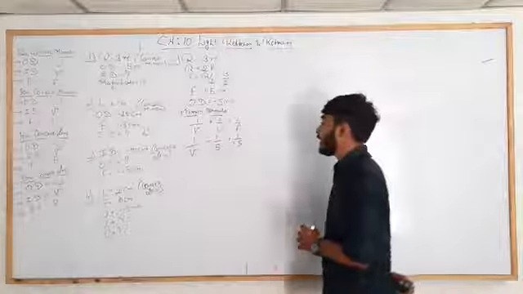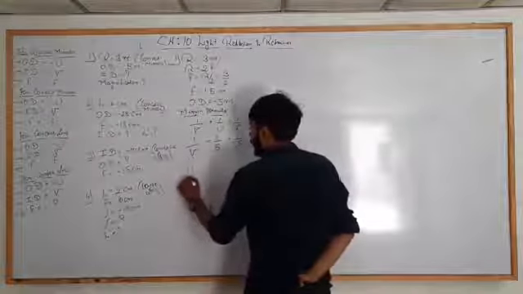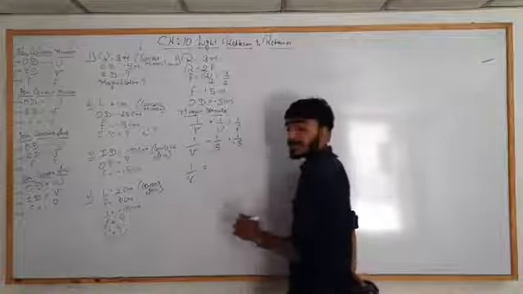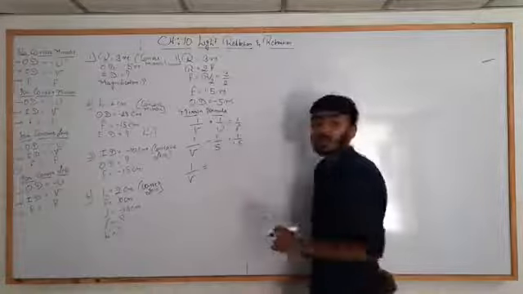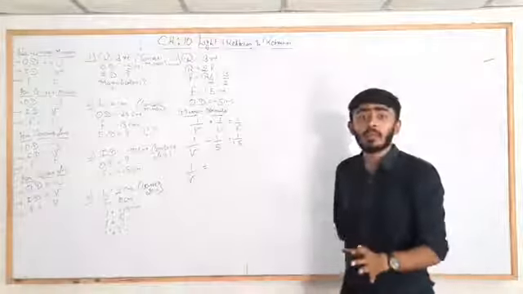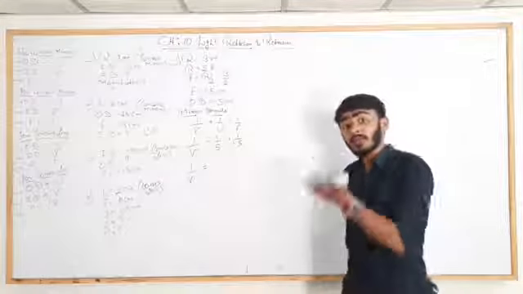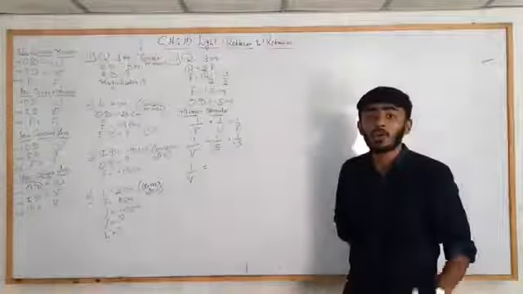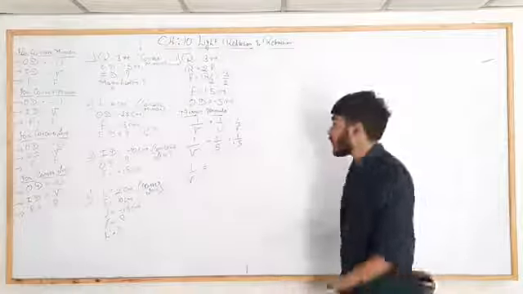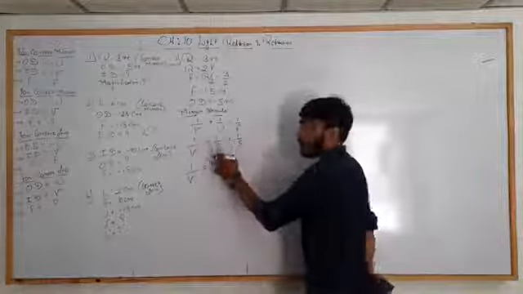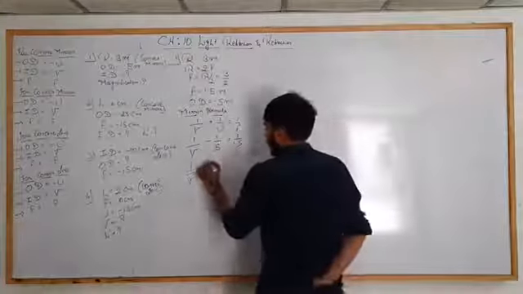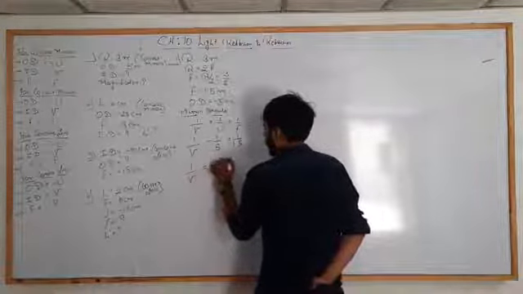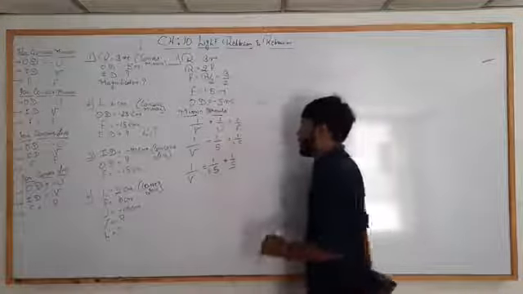I hope you are clear with this. We need to find V, that is the image distance. Then we can shift this minus 1 upon 5 to the other side. If you are shifting any numerical sign to the other side of the equal to, then the sign changes. So minus 1 upon 5 turns into plus 1 upon 5. So that becomes 1 upon 1.5 plus 1 upon 5.